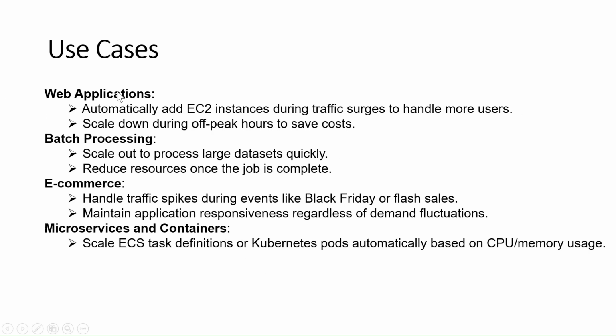Firstly, let's see web application. Automatically add EC2 instances during traffic surges to handle more users. So when many users visit your website, auto scaling automatically adds more servers, like EC2 instances, to handle the extra traffic. When fewer users are online, like late at night, it reduces the number of servers to save money. So your website stays fast and responsive for the users, and you don't pay for servers you don't need.